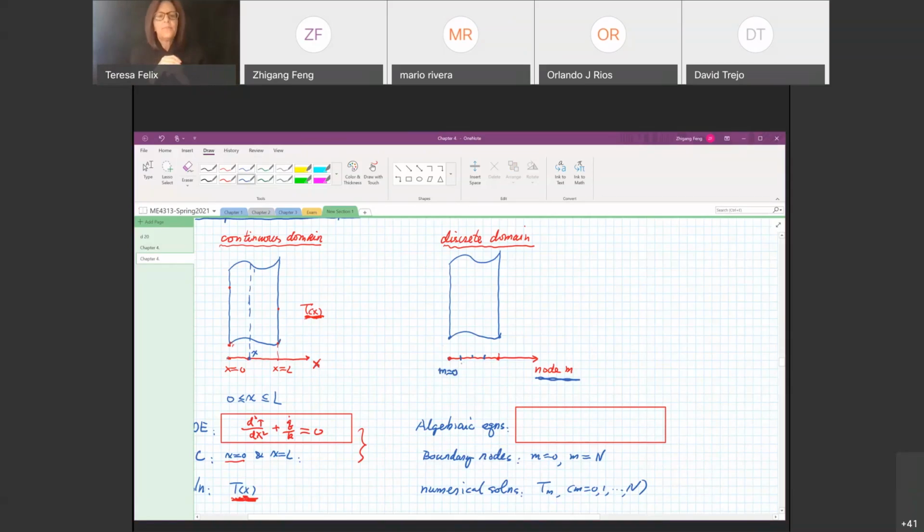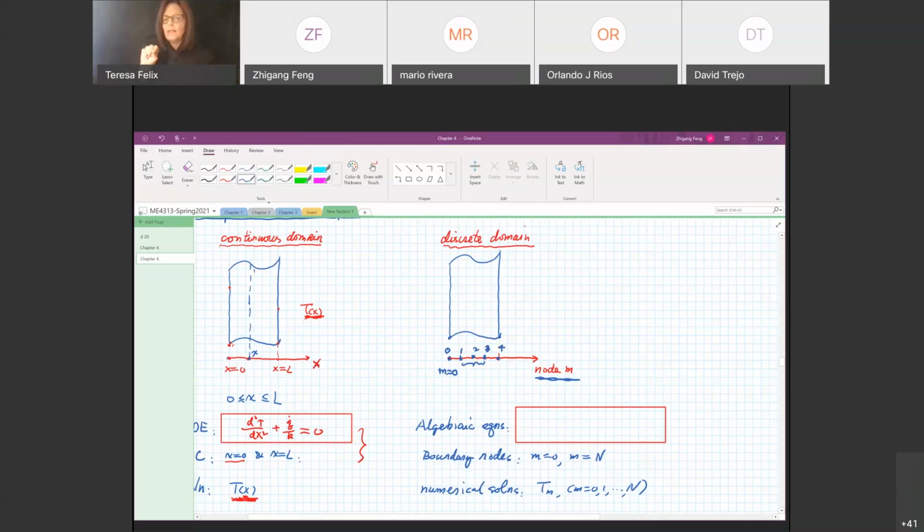Second node has to be m plus 1. So in this case, it will be node number 1. This is node number 0, node number 2, 3, and 4. So I have 4 elements, 5 nodes. And we call nodes 1, 2, and 3 the internal nodes.